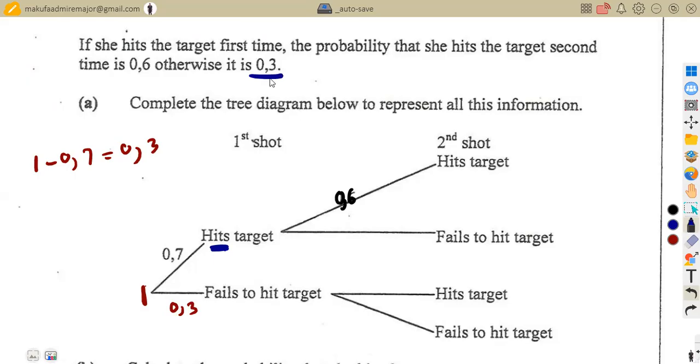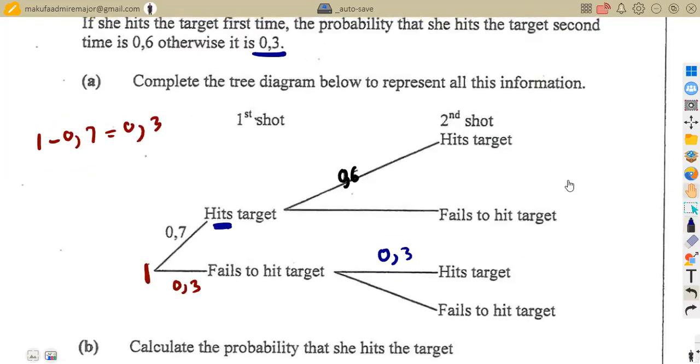So the probability here is going to be 0.6, or otherwise. What does the otherwise mean? The otherwise means if she fails to hit the target, then she hits the target the second time, the probability of hitting the target on a second chance, while she failed the first time, is going to be 0.3. That is the otherwise that we are given there. So the question is to complete the probability tree diagram below to represent all this information.